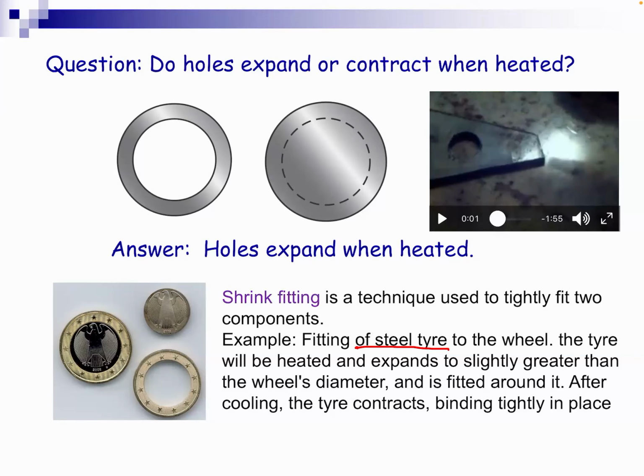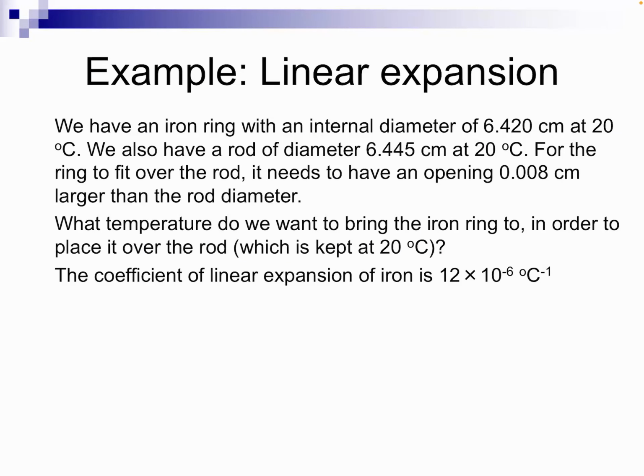Okay, so holes expand. So let's look again at this example and see how we apply the equation for the expansion. You have here an iron ring. It has an internal diameter of 6.420 centimeters at the initial temperature of 20 degrees Celsius, and there's a rod with a bigger diameter, 6.445 centimeters, also at the same temperature.